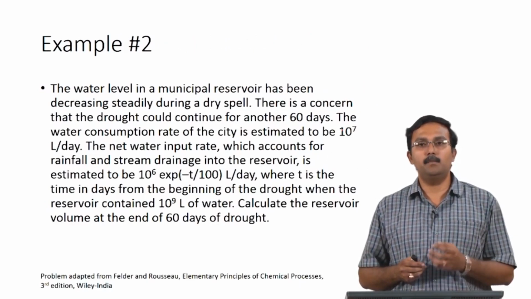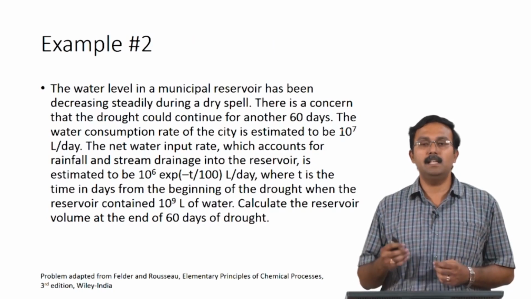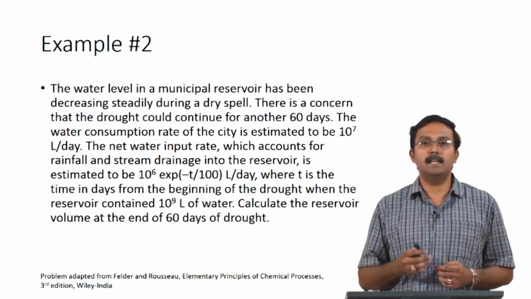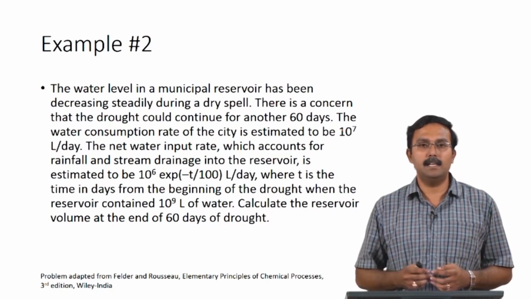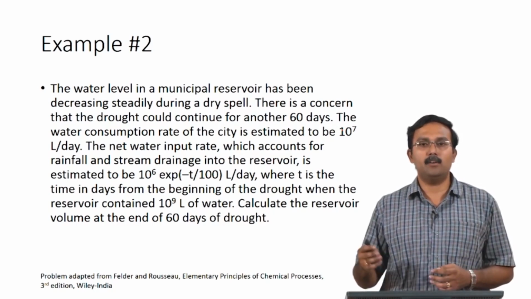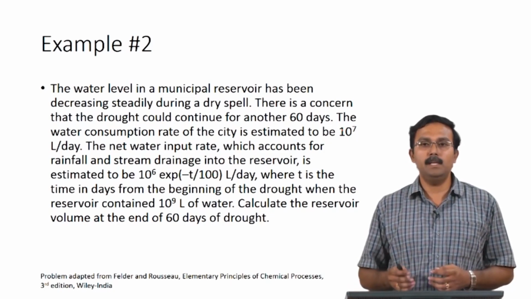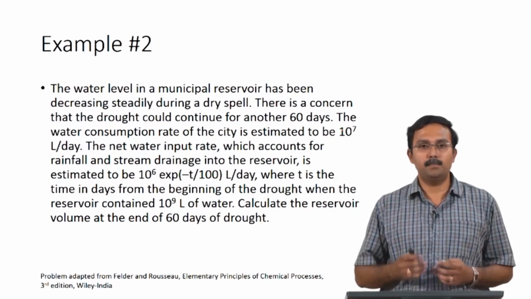The water level in a municipal reservoir has been decreasing steadily during a dry spell. There is a concern that the drought could continue for another 60 days. The water consumption rate of the city is estimated to be 10^7 liters per day.